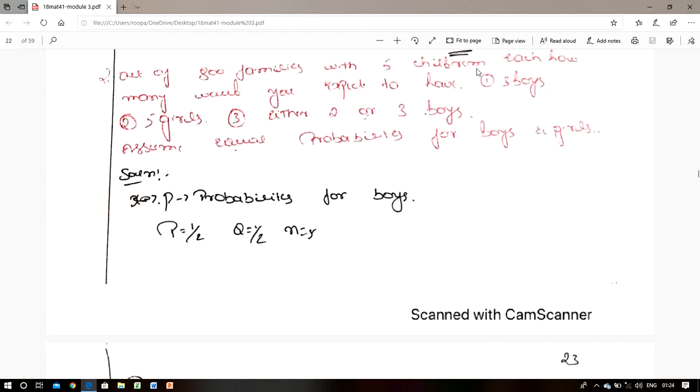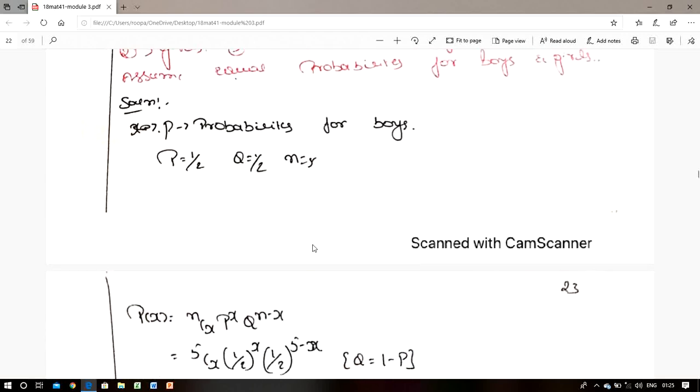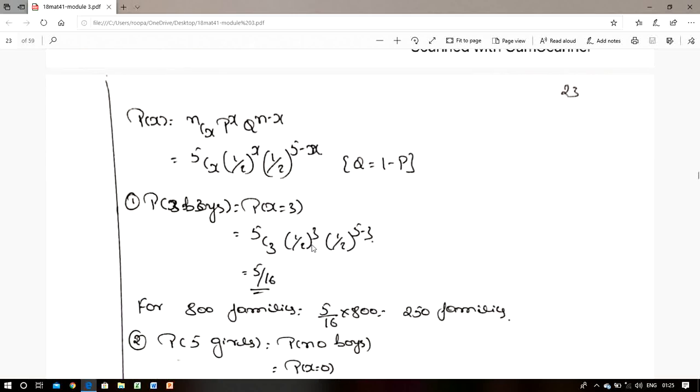Only 2 genders are there, either boy or girl. Boy is one gender out of 2, which means p is equal to 1/2. For q, we can use the condition p plus q is equal to 1, or otherwise, female is one gender out of 2, so q is equal to 1/2 and n is equal to 5. These three values are substituted in the equation P(x) = nCx p^x q^(n-x).